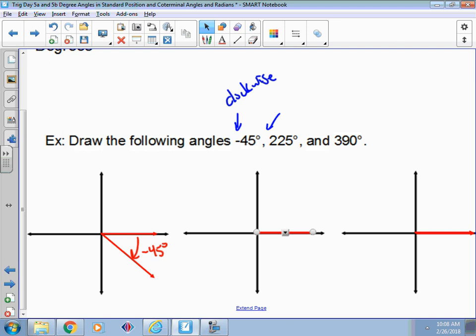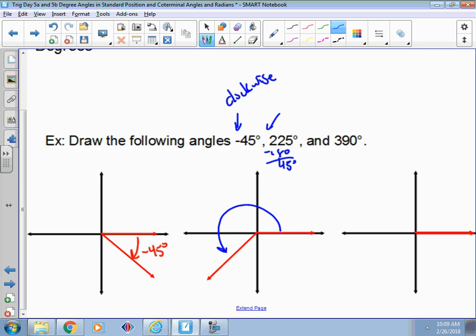Now 225 degrees. If this is 90 degrees, that's positive 90 because I'm going counterclockwise. That's 180 degrees. Plus another 90 would be 270 degrees. Oh wait, I'm somewhere between 180 degrees and 270 degrees. So 225 degrees is going to be somewhere between those two. How much further do I have to go? If I subtract off 180 degrees, that would be 45 degrees. So if I move 180 degrees, I need an additional 45 degrees to get to that entire 225-degree angle.